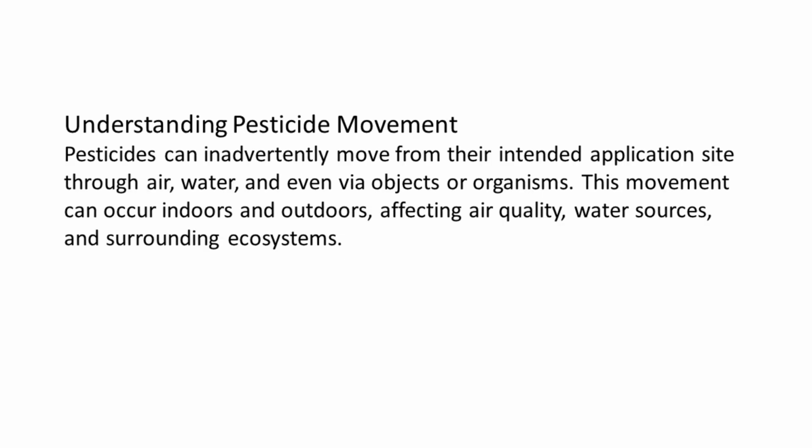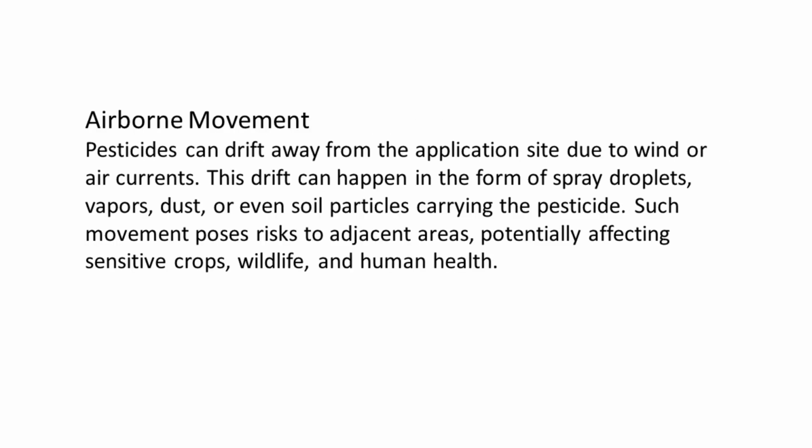Understanding pesticide movement. Pesticides can inadvertently move from their intended application site through air, water, and even via objects and organisms. This movement can occur indoors and outdoors, affecting air quality, water sources, and surrounding ecosystems. Airborne movement. Pesticides can drift away from the application site due to wind or air currents. This drift can happen in the form of spray droplets, vapors, dust, or even soil particles carrying the pesticide. Such movement poses risk to adjacent areas, potentially affecting sensitive crops, wildlife, and human health.